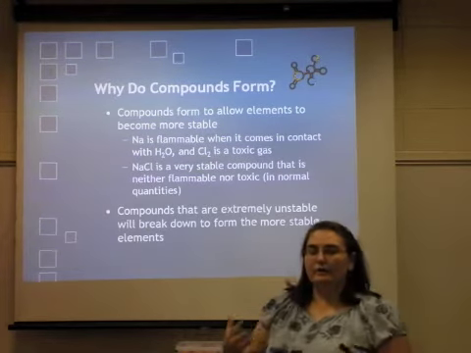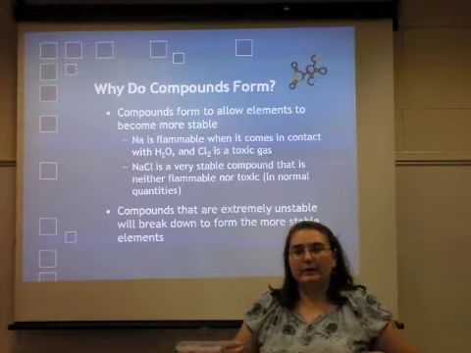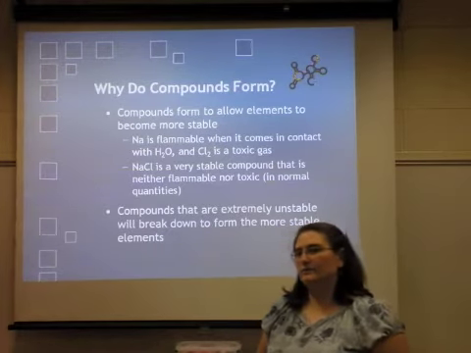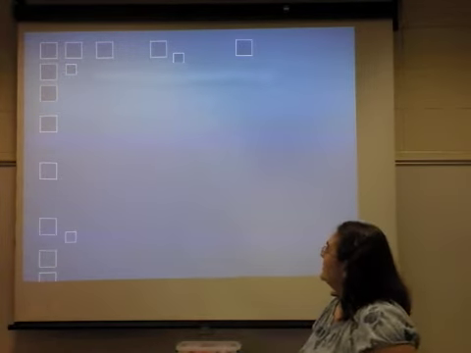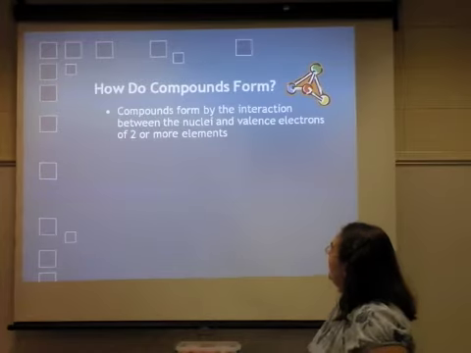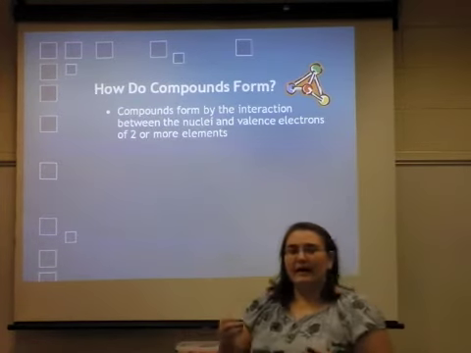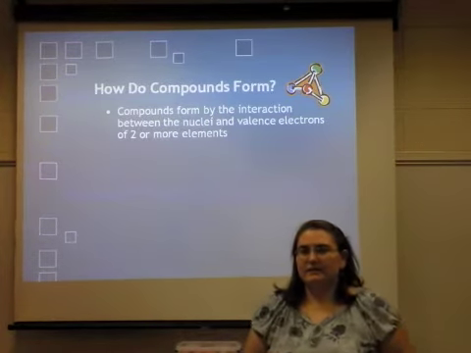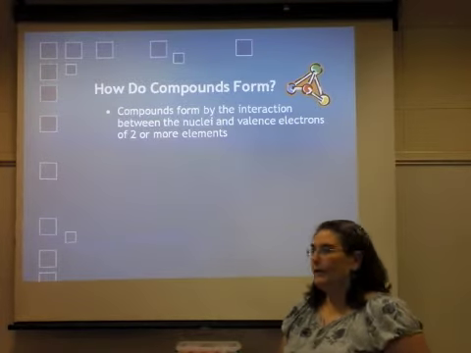Compounds that are extremely unstable, if you have something that's unstable, it can break down to create elements that are much more stable. So how do they form? They form by the interaction of the nuclei and the valence electrons, those electrons in the outer shell, when you have two or more elements.